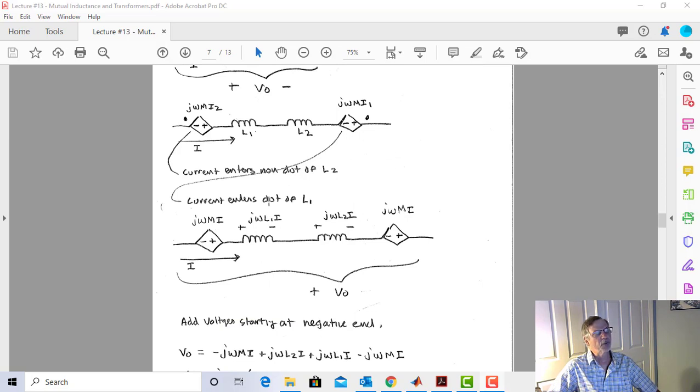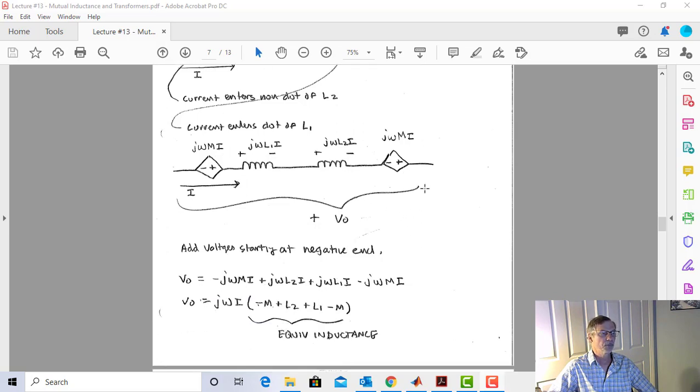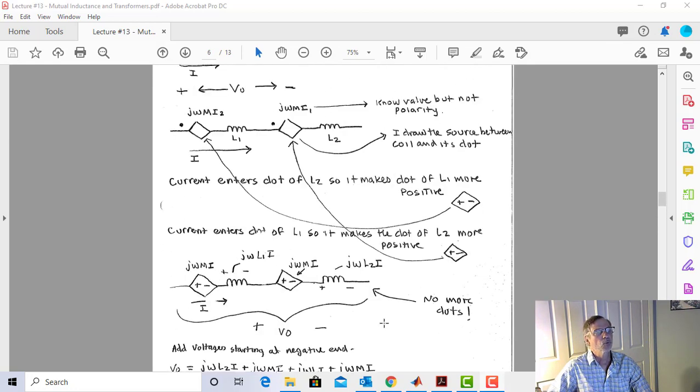And so step 4 is punt the dots. We don't need them anymore. I just have a nice circuit, and I know how to deal with circuits. Let's start at the negative end. Here's our negative end of Vo. It's going to be go down j omega M I, right? Because we started here, and we're going to go down. So minus j omega M I plus j omega L2 I, because that's a voltage going plus to minus, plus j omega L1 I. And then here, oh, we're going down again. So minus j omega M I. So we'll factor out j omega I, and we're going to get our equivalent inductance, which is L2 plus L1 minus 2M.